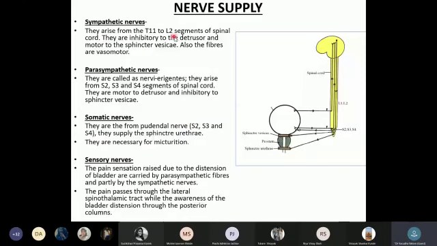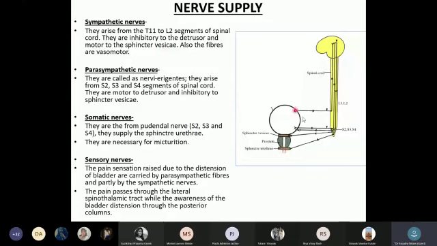Now, the sympathetic nerves are normally called the nerve of filling. Means what they will do? The nerve of filling means they will try to fill the urinary bladder. So they will be motor to the sphincter vesicae. Sphincter vesicae will be surrounding at the level of the urethra. So it will close it, it will open the ureteric orifices, it will relax the detrusor muscle. So more amount of urine will be collected inside the bladder.